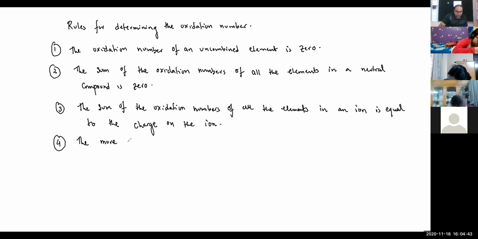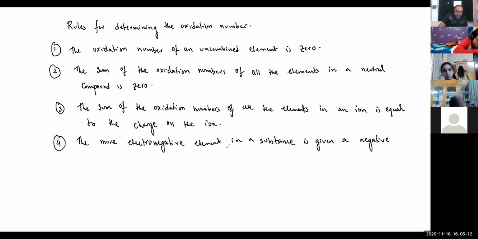The more electronegative element in a substance is given a negative oxidation number.